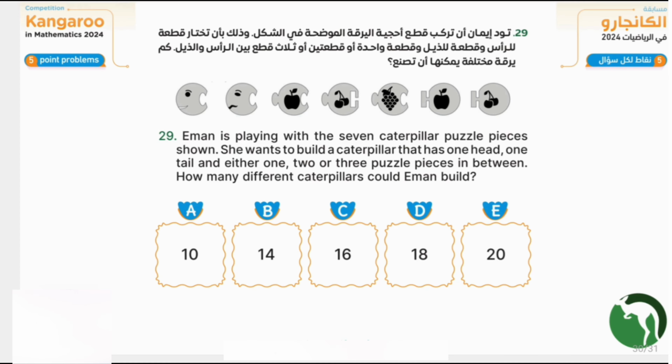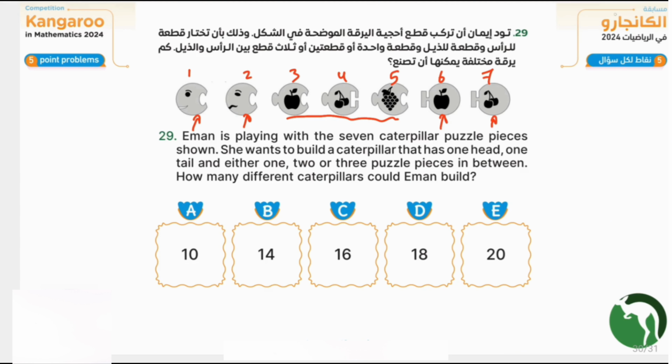Okay, now how many heads do we have? We have 2 heads, this one and this one. And we have 2 tails, this one and this one. And we have these 3 in between. So let's give numbers to each one of them: 1, 2, 3, 4, 5, 6, 7. And now let's count the possibilities for each one.